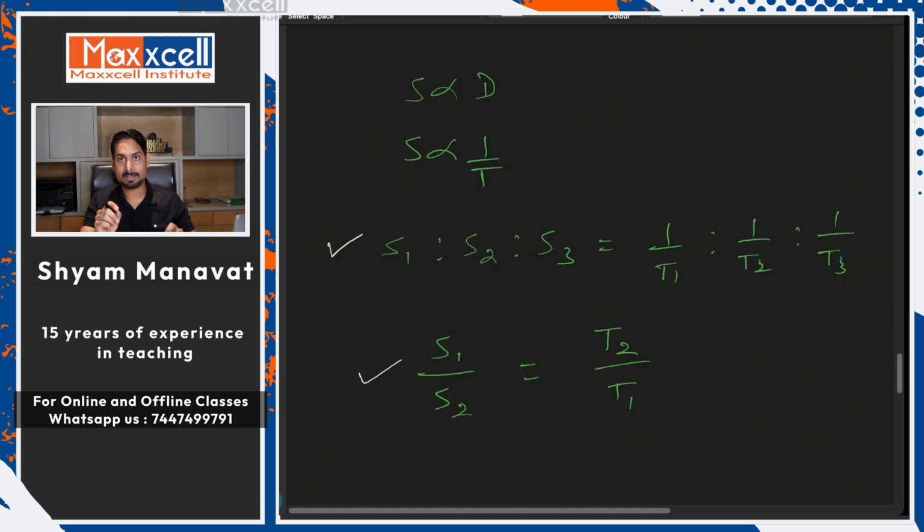I hope you are having pen and paper with you when you are watching my lectures. Please don't watch it just for namesake. Make notes, then only you will improve. It's very important to make handwritten notes. So I hope this is clear. S1 is to S2 is to S3, the speed of first, second, third, is in the ratio 1 upon T1 is to 1 upon T2 is to 1 upon T3. We can also say speed of 1 by speed of 2 equals time of 2 by time of 1. Inverse relation.